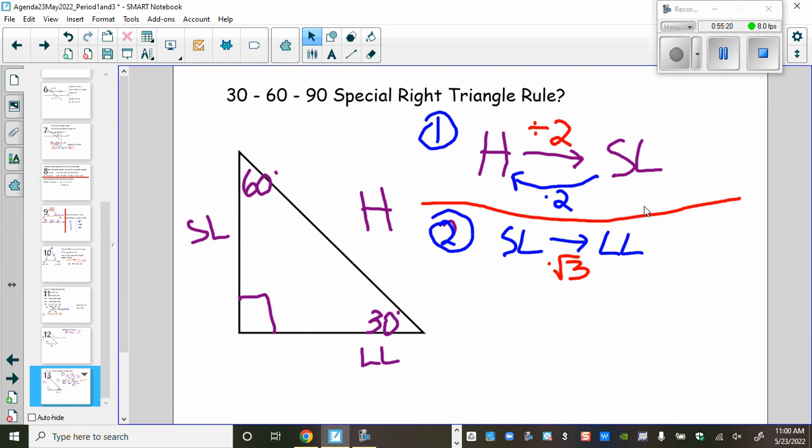So first you need to figure out, do I have a long leg or a short leg? Given a hypotenuse, what are you trying to find? Second, x squared. That's how you get that. All right. Questions so far?